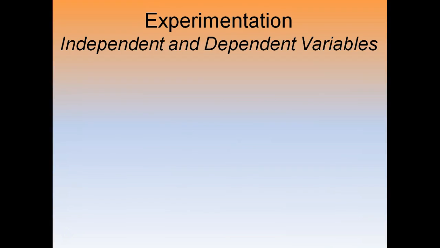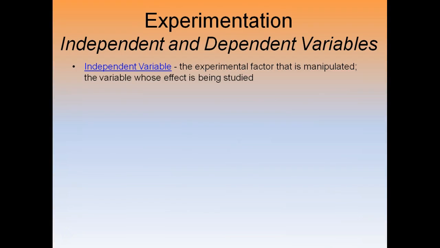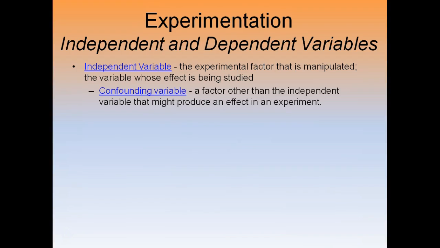Independent and dependent variables in experimentation. This is really what we're trying and really what we're testing. The independent variable is the experimental factor that is manipulated, the variable who's being studied. Part of this is confounding variables, and this is a factor other than the independent variable that might produce an effect in the experiment. So this might be something that might impact our results without it intending to.